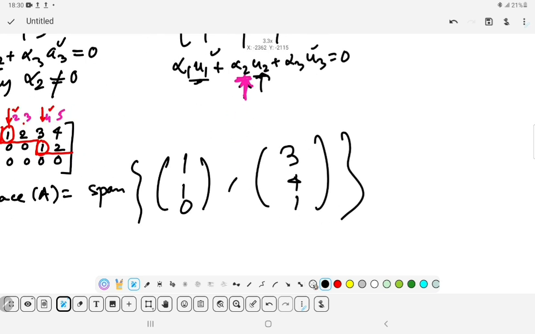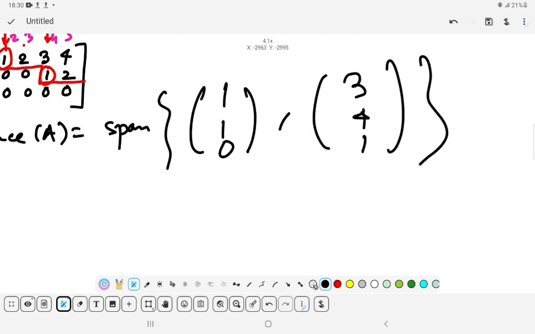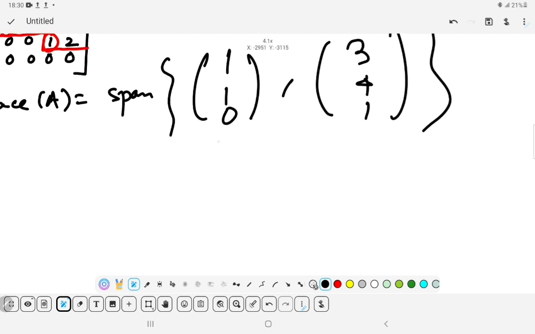Now to make these columns orthogonal, I need to perform Gram-Schmidt orthonormalization. So first let me make this a unit vector. If I want to make this a unit vector, it will be 1 by root 2 times 1, 1, 0.